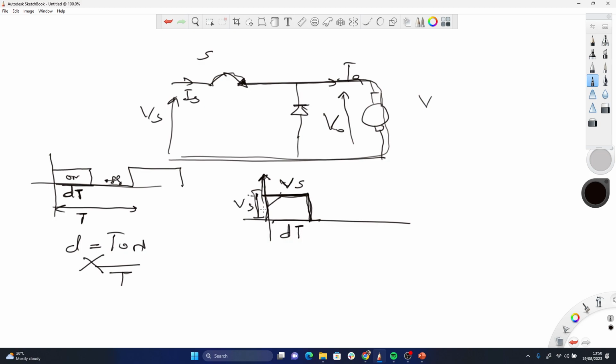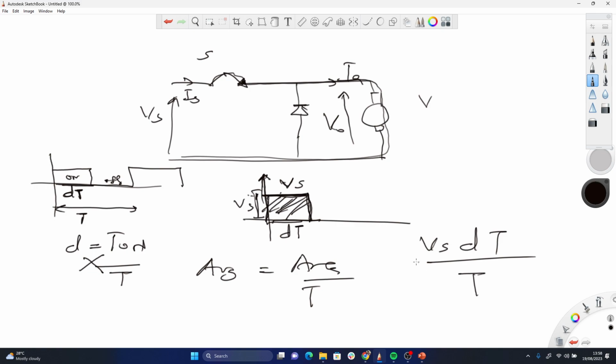Let me find the average value of this voltage. The average value of a signal is equal to what? Area over the total period. The area of this signal is the area of a rectangle, length times breadth. So Vs times dT over the total period gives me the average. Let me call it V naught, the average output voltage. So this means that V naught is equal to delta Vs.